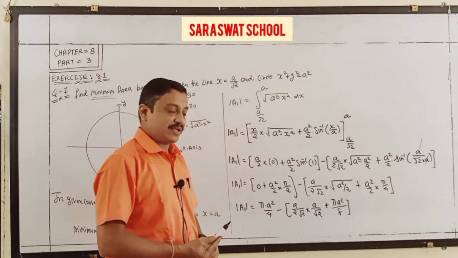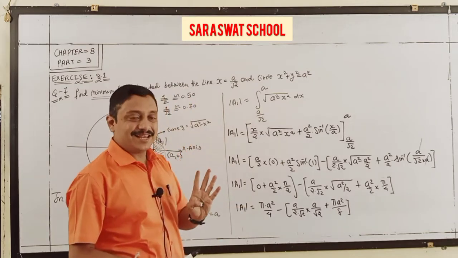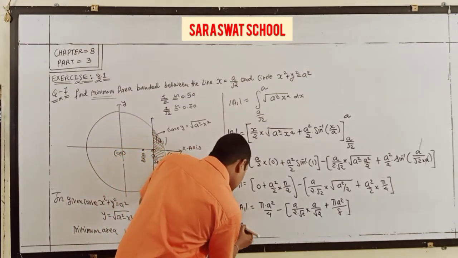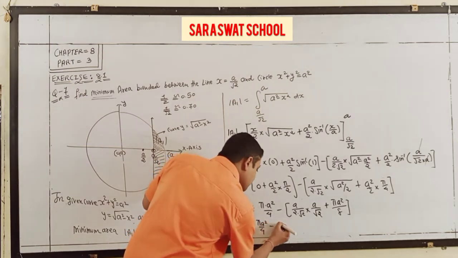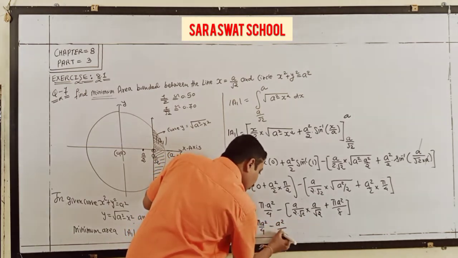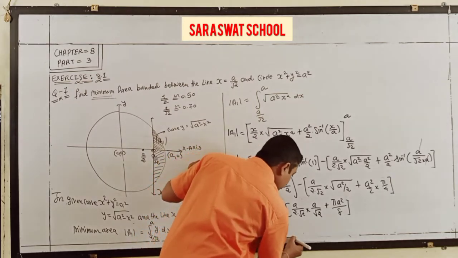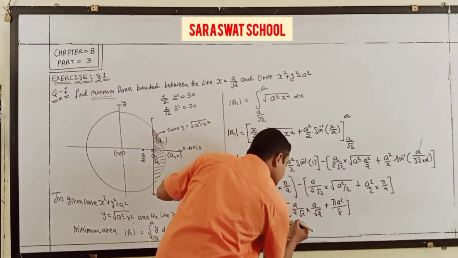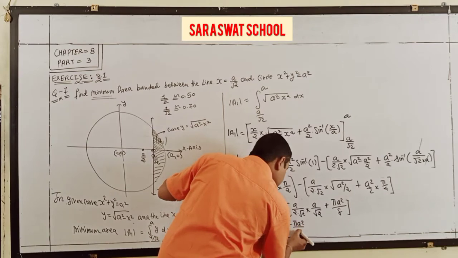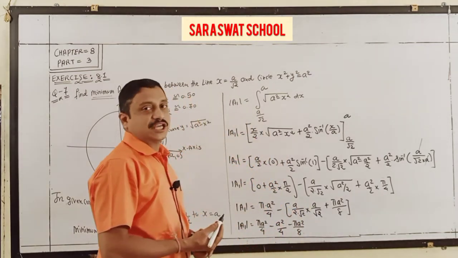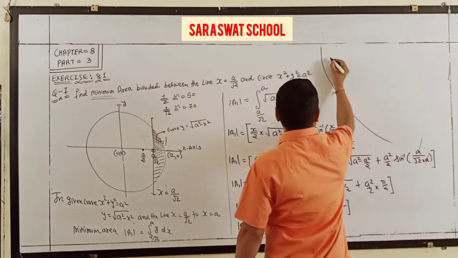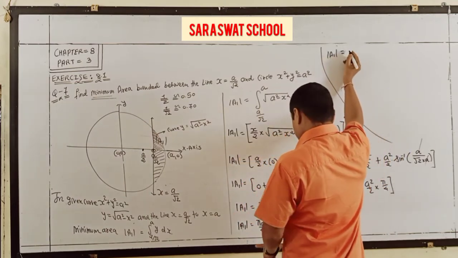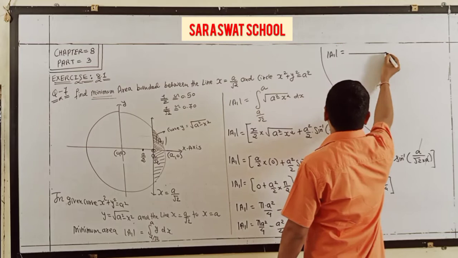Now simplify, you can cover your data easily. So my A1 solution is done: pi a square by 4 minus a square by 2 (2 2s are 4), and one more minus pi a square by 8. That is taking the LCM. So students, my data is covered. A1 integration, the LCM overall here, students, is 8.